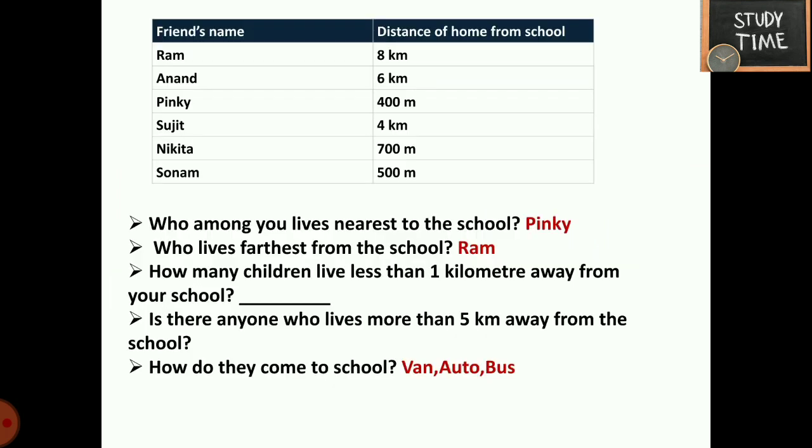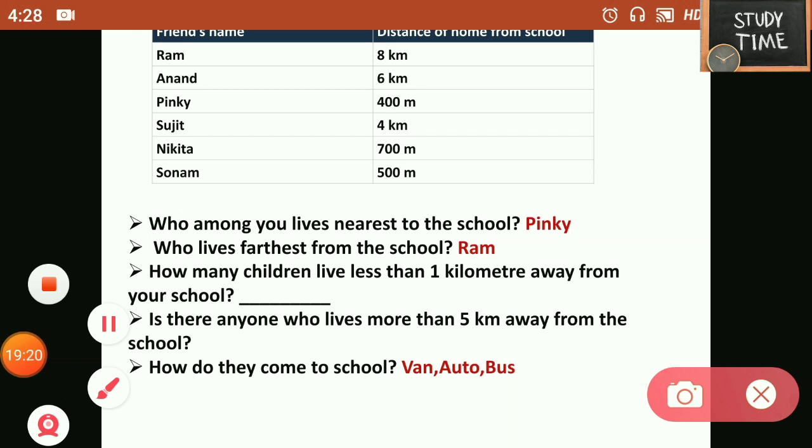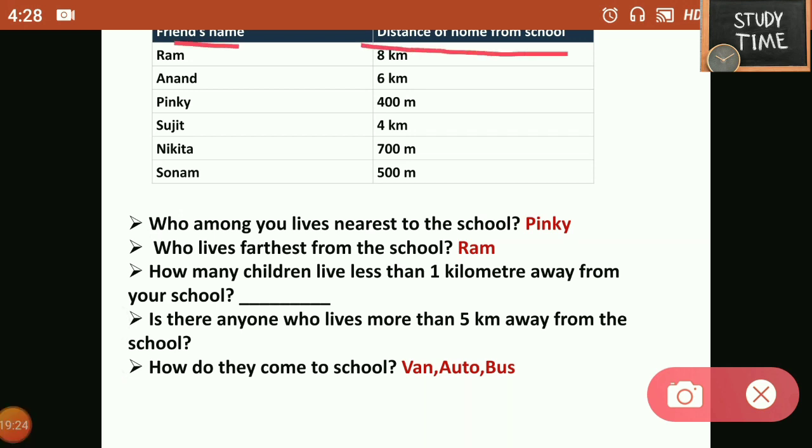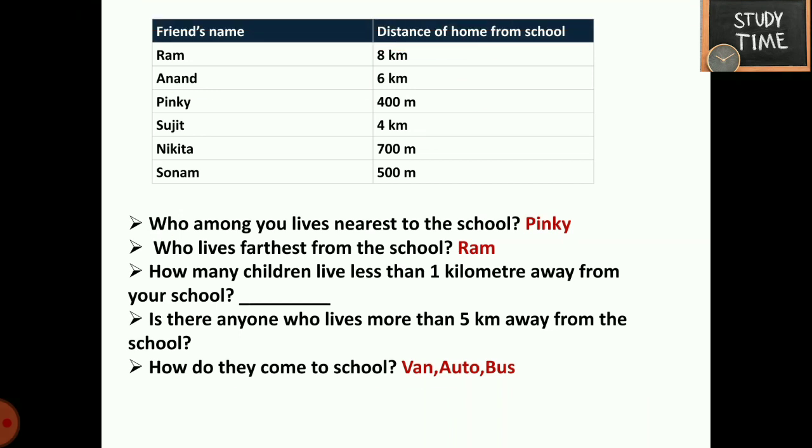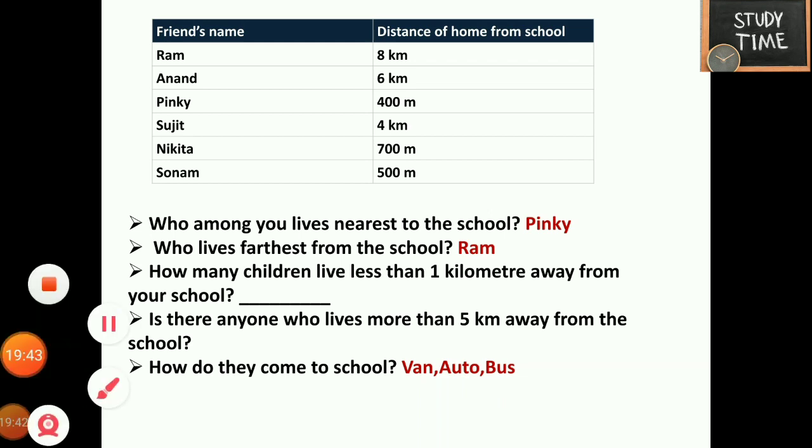Same way, you can make a tabular column. Write your friend's name and the distance of their home from school. I have given an example. So you can write your friend's name and write their distance from school. See, with this example, I am going to answer these 5 questions. You can write your own answer for these questions.